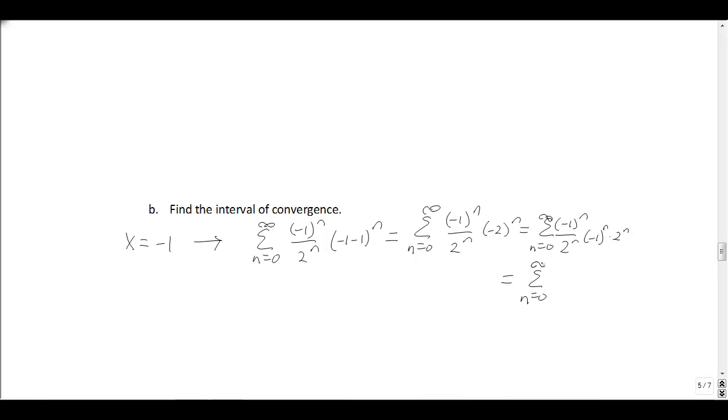And that gives me summation n equals 0 to infinity. The -1 to the n times -1 to the n will multiply for a 1. 2 to the n on bottom, 2 to the n on top cancel. I get a summation of 1. That really just goes to infinity, which means my series diverges. So we get divergent for x equals -1.